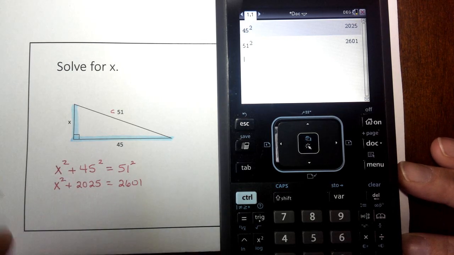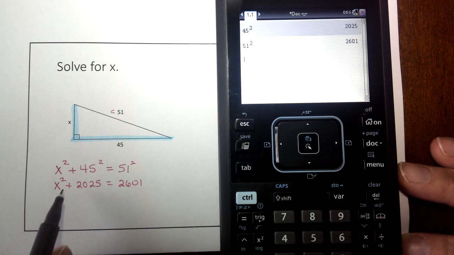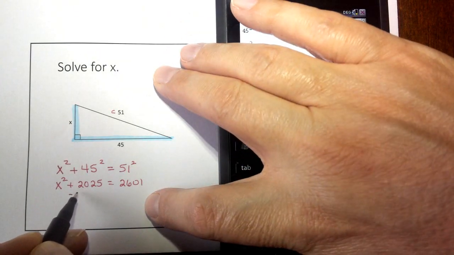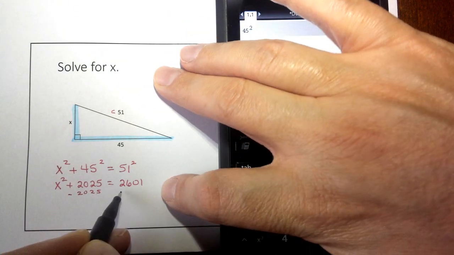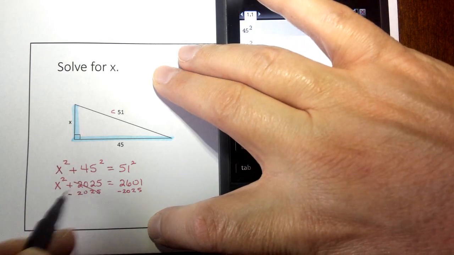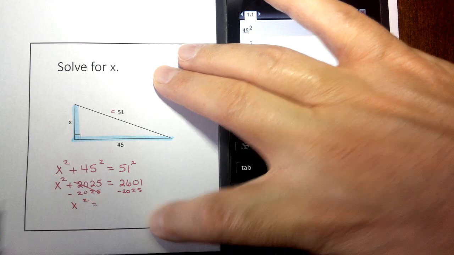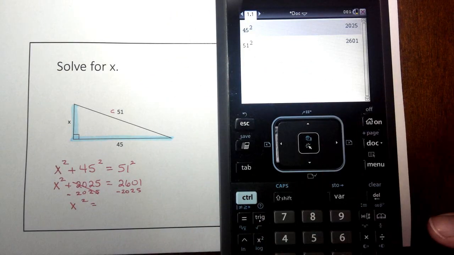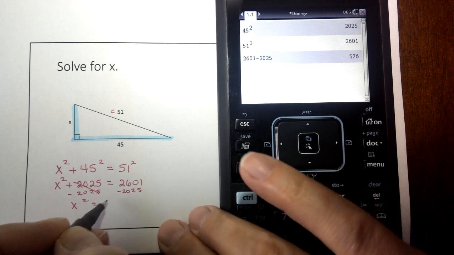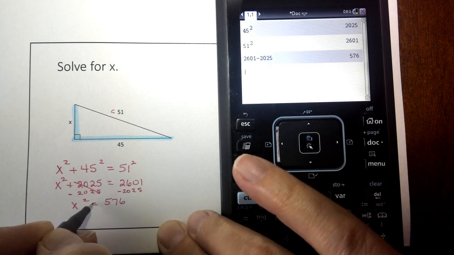Two more steps in the algebra and we'll be done. We'll subtract 25 from both sides. So minus 2025, minus 2025. X squared equals 2601 minus 2025, which is 576.